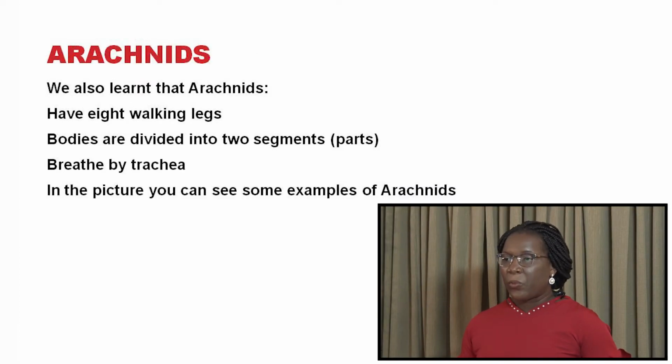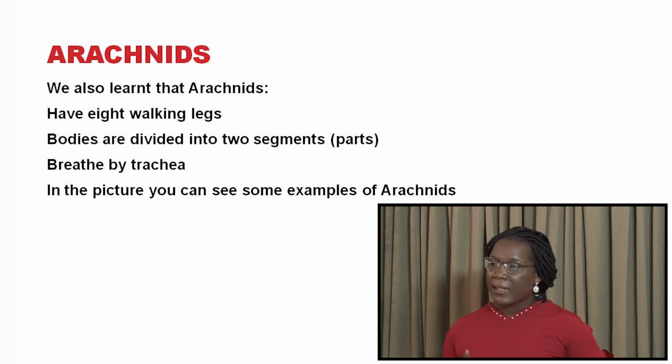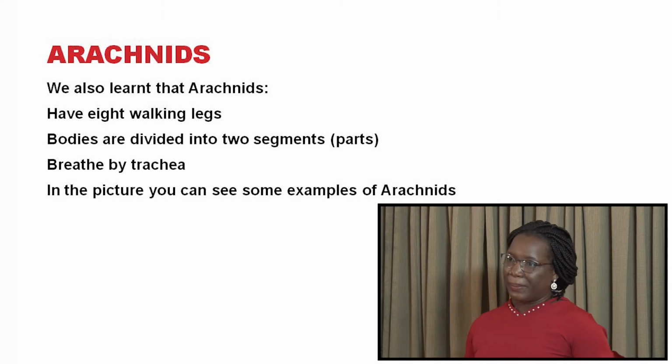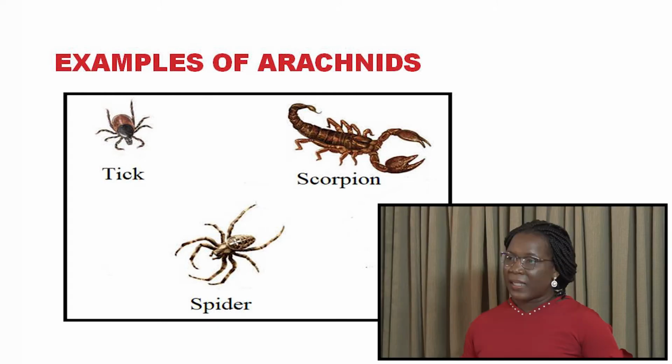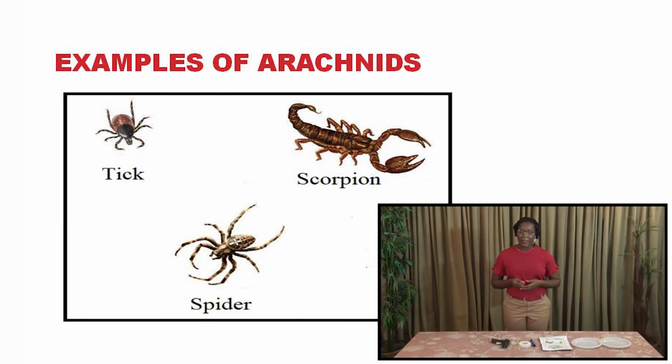Arachnids. We also learned that arachnids have 8 walking legs. Bodies are divided into 2 segments or parts, and they breathe by trachea. In the picture, you can see some examples of arachnids. Some examples of arachnids are tick, scorpion, and spider.